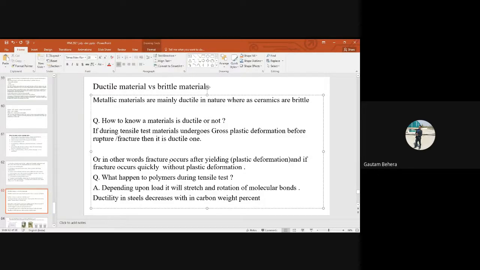Or in other words, fracture occurs after yielding or plastic deformation. And if fracture occurs quickly without plastic deformation or without yielding, then that material is called a brittle material. You have to remember these two statements.